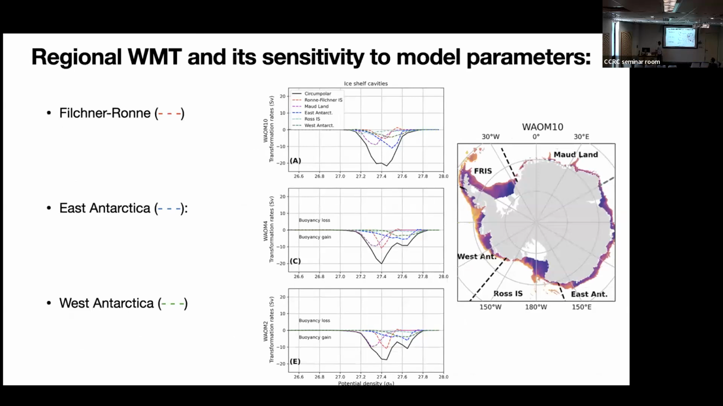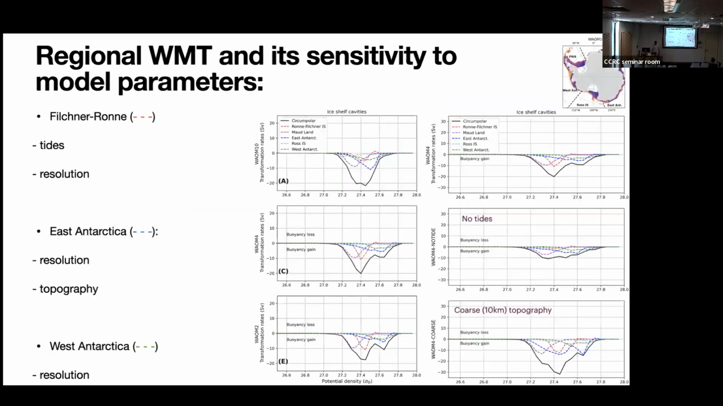Right, and in addition, this is circum-Antarctic integrated. We separate these into different sectors. So the Filchner-Ronne ice shelf in the Weddell Sea, this part here. East Antarctica is this whole sector here, and then Ross and West Antarctica. And what you observe is that Filchner-Ronne, East Antarctica, and West Antarctica are the regions most sensitive to the model resolution. And then you're going to explore all these regions in a bit more detail.